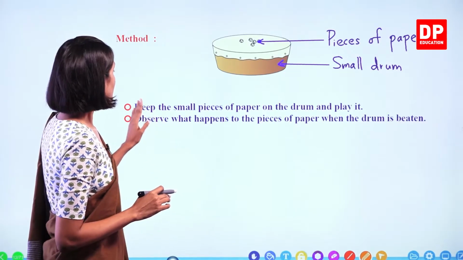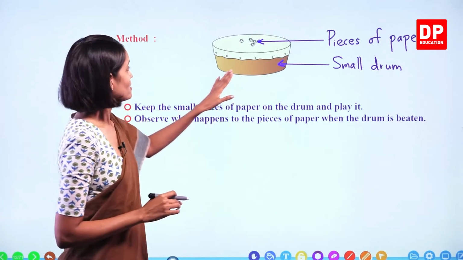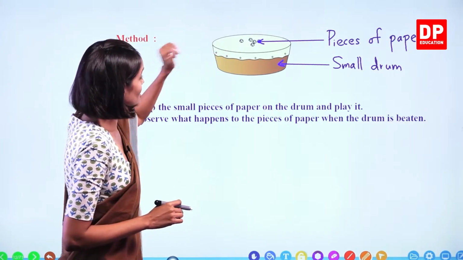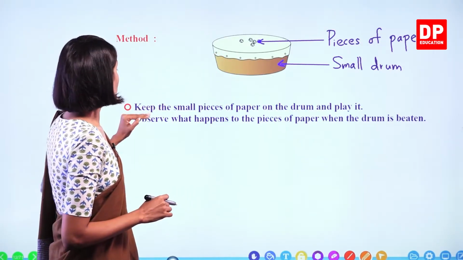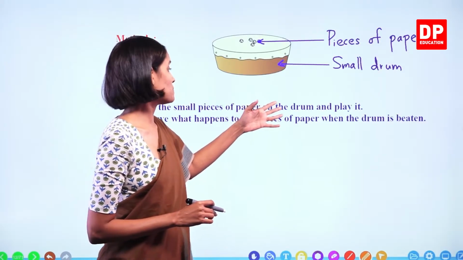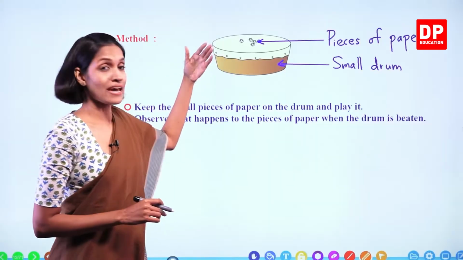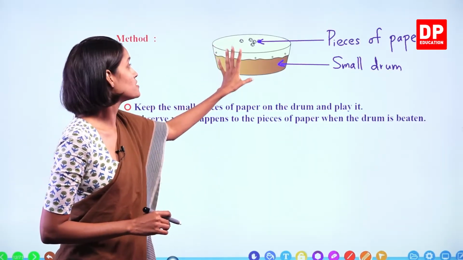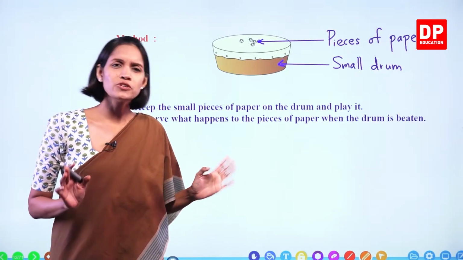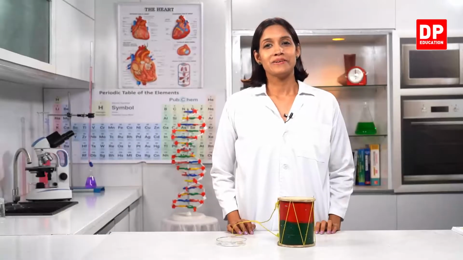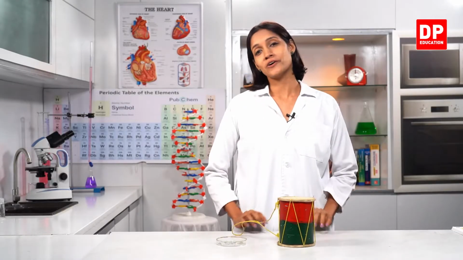How to do this? Keep the small pieces of paper on the drum and play it. Right? You simply beat the drum using your fingers and check what happens. Observe what happens to the pieces of paper when the drum is beaten. You have to beat the drum faster and then slowly and observe what happens to the pieces of paper. Okay, children? Let's do this activity first. By doing this activity also, we can understand very clearly how sound is produced.